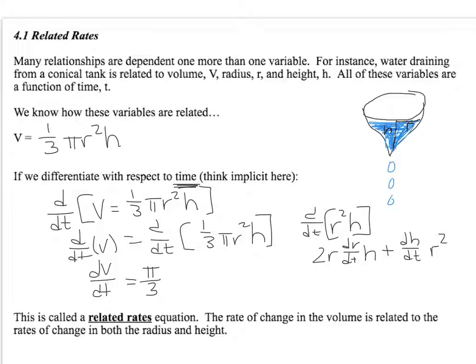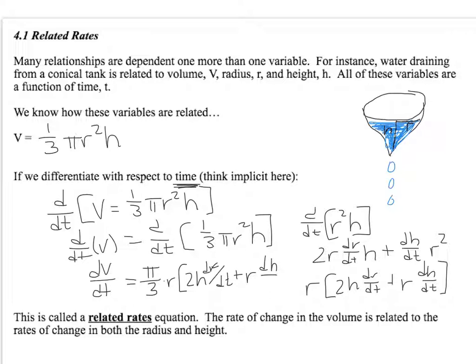Looking at that, I have a dr/dt and a dh/dt. I have a derivative of the radius with respect to time and a derivative of the height with respect to time. But I also have an r in common, so I can say that this is r times 2h dr/dt plus r dh/dt. So if I pull that over here, I have pi over 3 times r times 2h dr/dt plus r dh/dt.